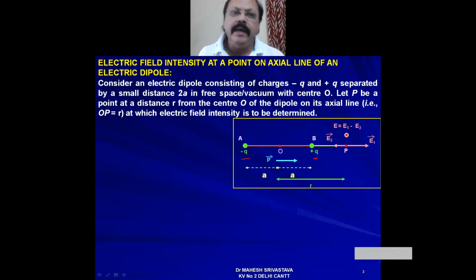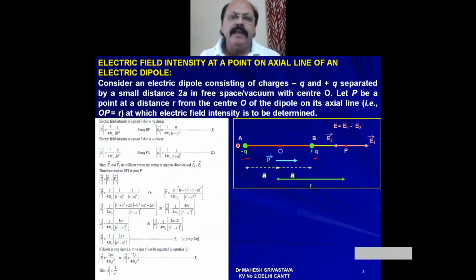Now we calculate the magnitude of the electric field intensity at point P due to plus Q charge and due to minus Q charge. After that, we calculate the resultant electric field intensity at P. That is called the electric field intensity at a point P on the axial line of an electric dipole. Let us see.